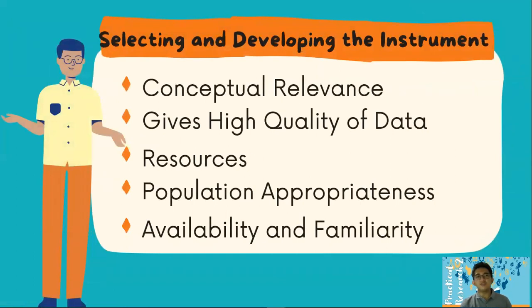There are things that we need to consider in selecting and developing our research instrument or our data collection instrument. The researchers should determine how best to capture each variable in terms of its conceptual definition. So the following are the criteria that may affect the researcher's decision in selecting an instrument. Number 1, we have conceptual relevance. Number 2, we have gives high quality of data. Then we have resources, population appropriateness, then availability, and familiarity.